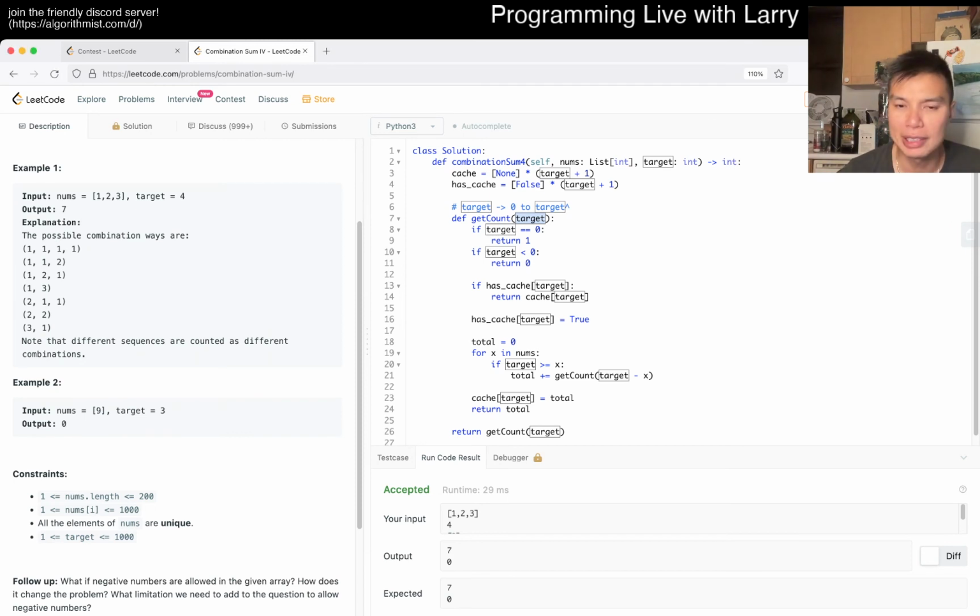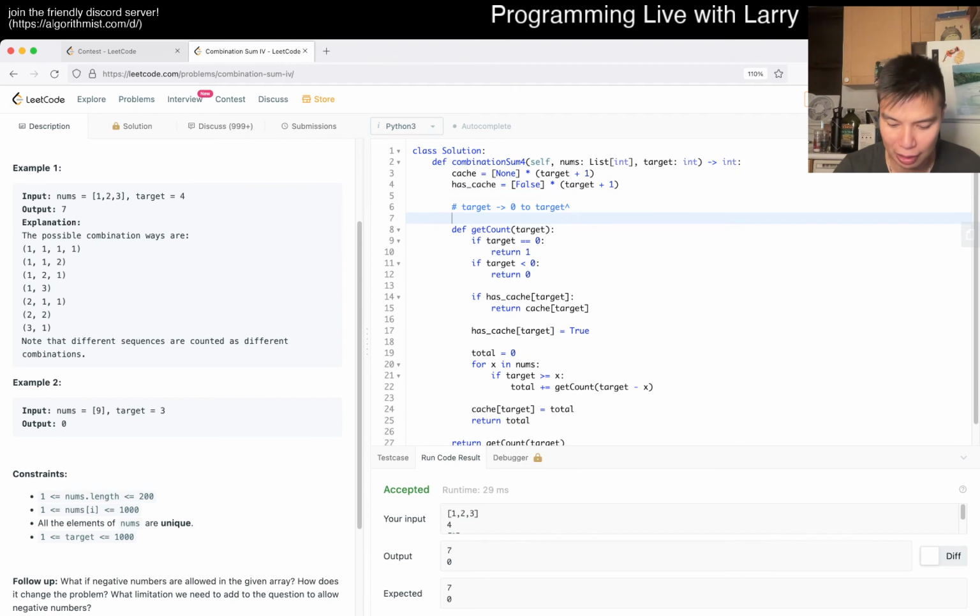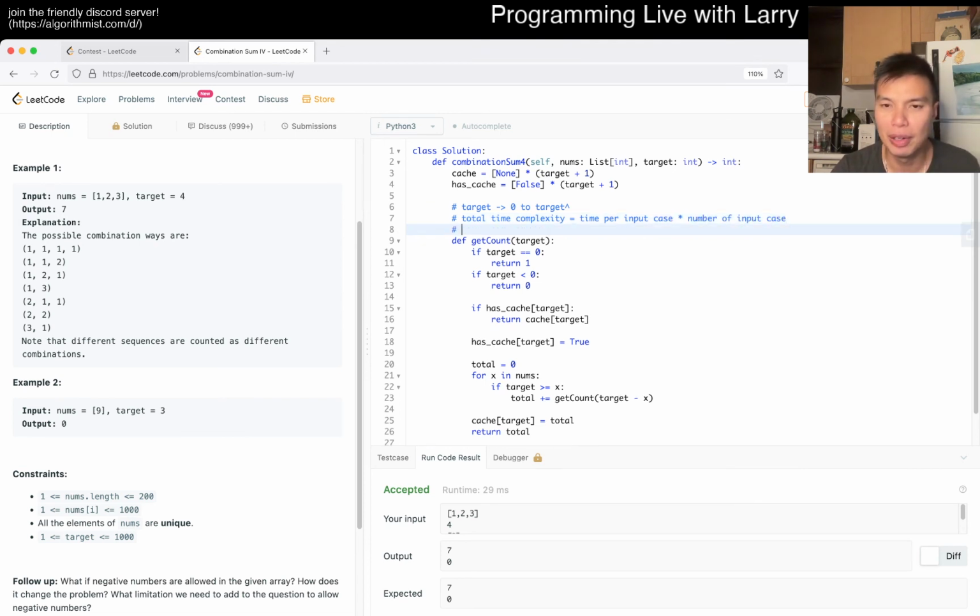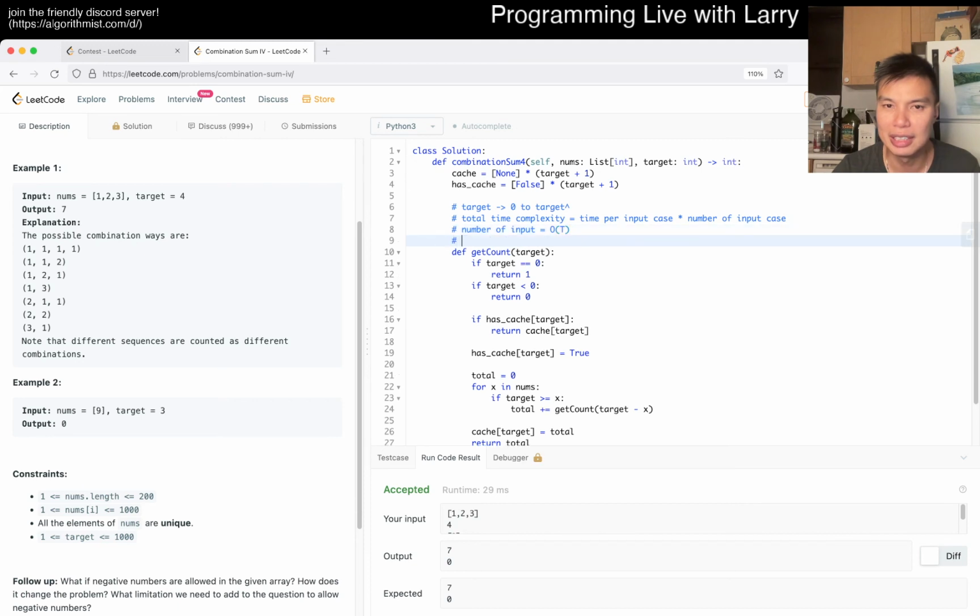Cool. What's the complexity here? Let's count. So the number of possible, this is actually a different one. So the total time complexity is just equal to time per input case times number of input cases, right? That should be straightforward. And the number of inputs is equal to O of target, as we said, so O of t. And each input takes O of n, because we have this for loop.